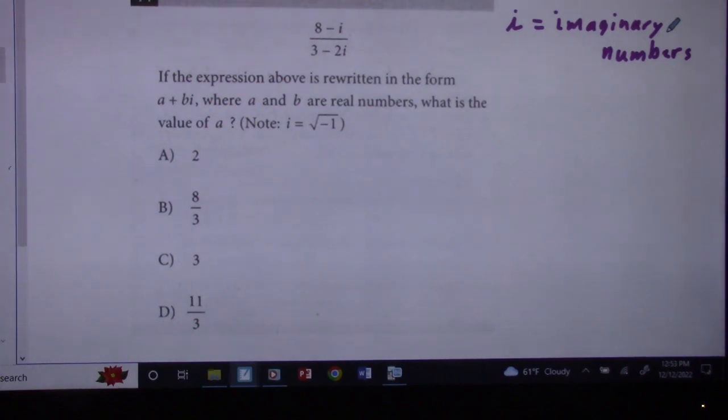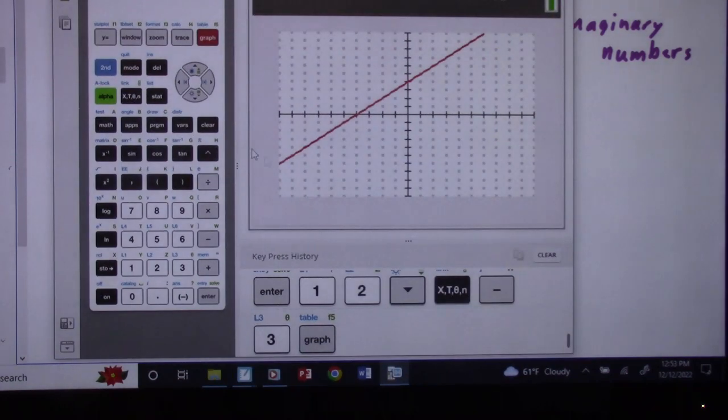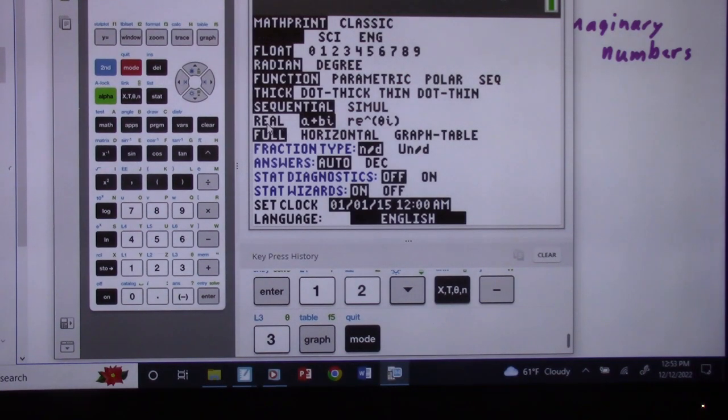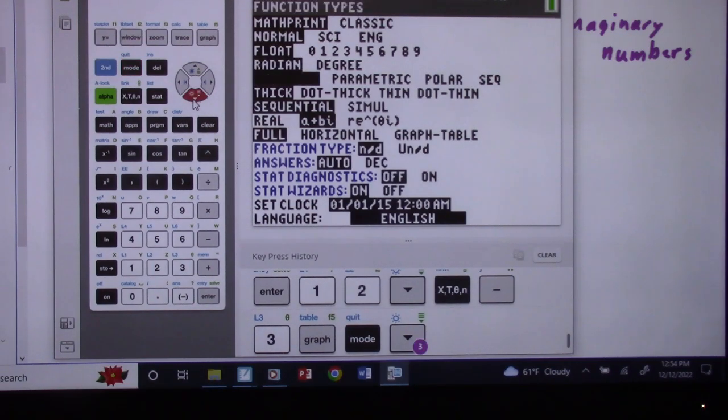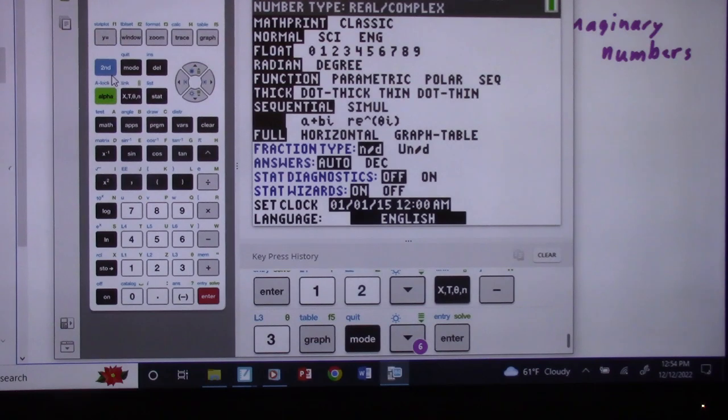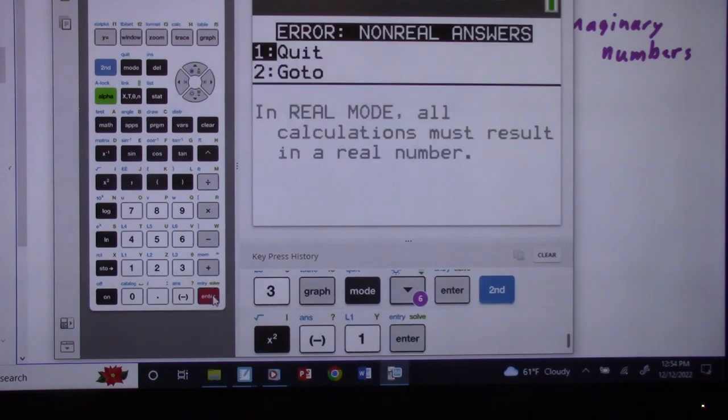And I'll show you where it is. Now this is a non-calculator problem, but here in your mode, down to this line that says real, a plus bi, and so forth, this second setting is where you want to keep your calculator, because you can actually just punch in i and get i as a result. When you take the SAT or PSAT, go ahead and have your calculator set like that. Otherwise, if I go to real numbers and put in square root of -1, I get an error.